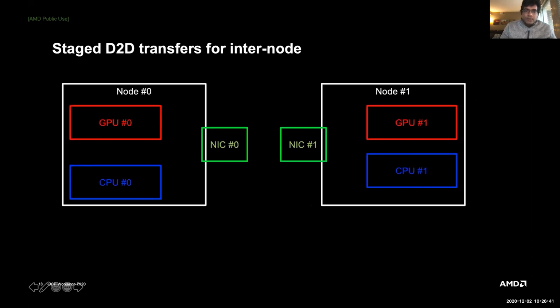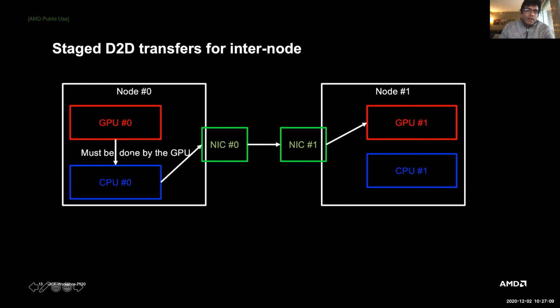So the solution to that is using staged device-to-device transfers for internode, where we stage the GPU buffer on the CPU memory, and then the NIC reads from there. And since the NIC can read from CPU memory, the GPU to NIC bottleneck does not exist here. So this actually gets us good performance.